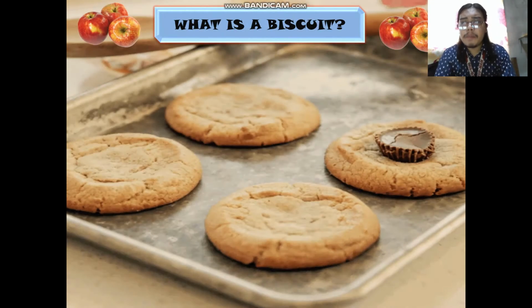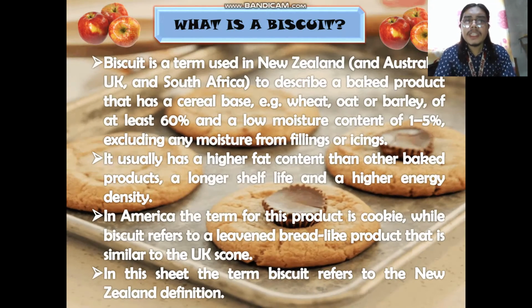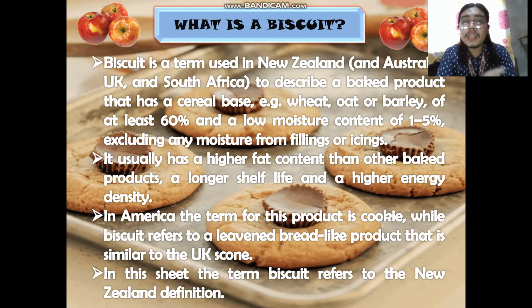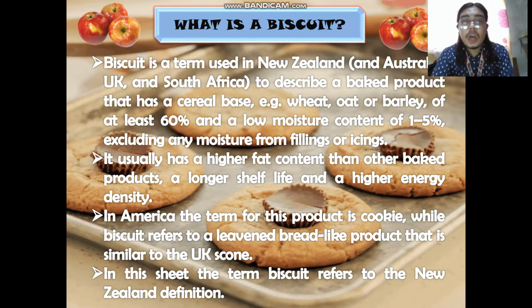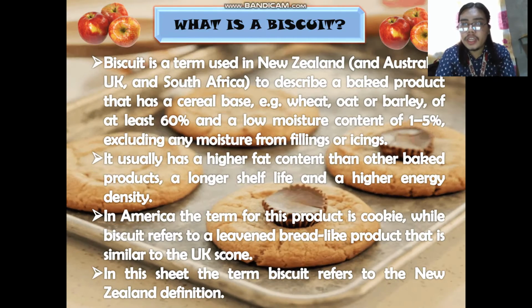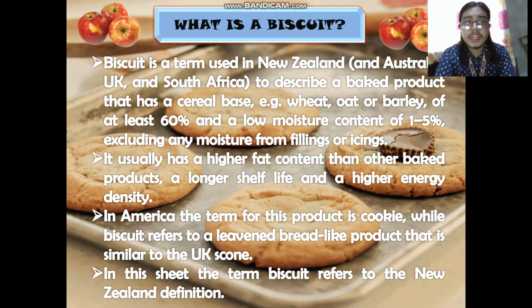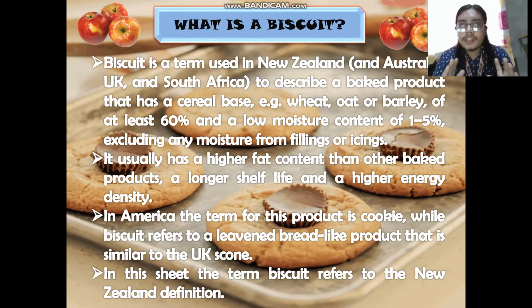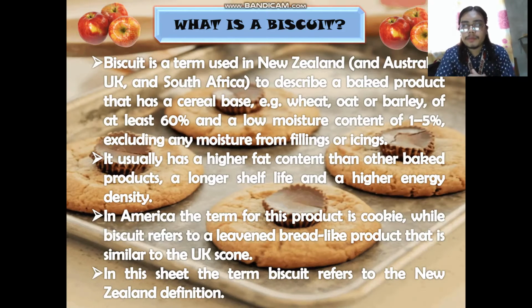So what is a biscuit? Biscuit is a term used in New Zealand, Australia, the UK, and South Africa to describe a baked product that has a cereal base, such as wheat, oat, or barley, of at least 60% and a low moisture content of 1 to 5%, excluding any moisture from fillings or icings. So now you know the nature of the contents inside the biscuit.